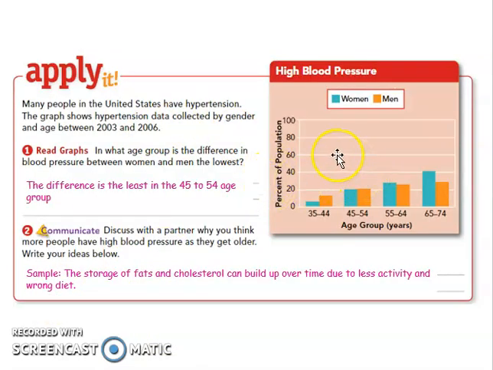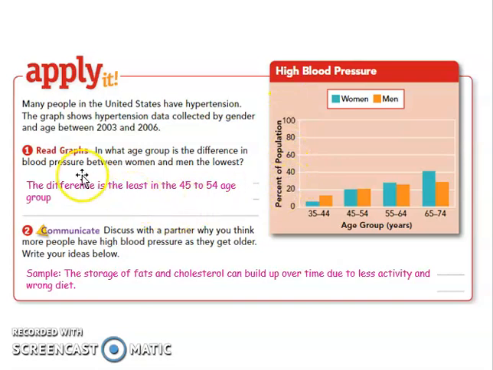Let's try to apply it. Many people in the United States have hypertension. The graph shows hypertension data collected by gender and age between 2003 and 2006. So this is a bar graph. The blue one represents the women and the orange one represents the men. In this axis, it represents the age. And in this axis, it represents the number of men and women or the population.